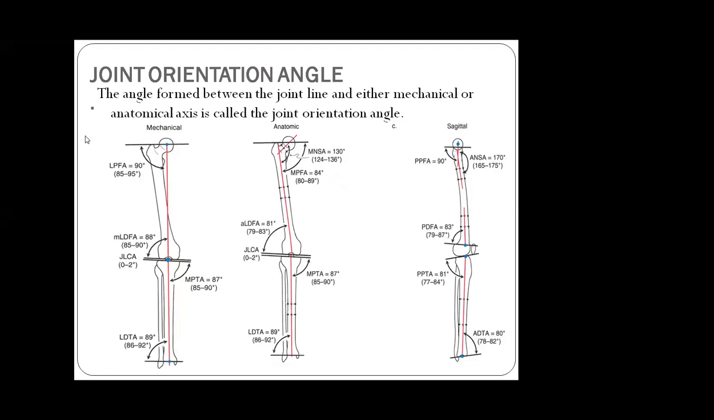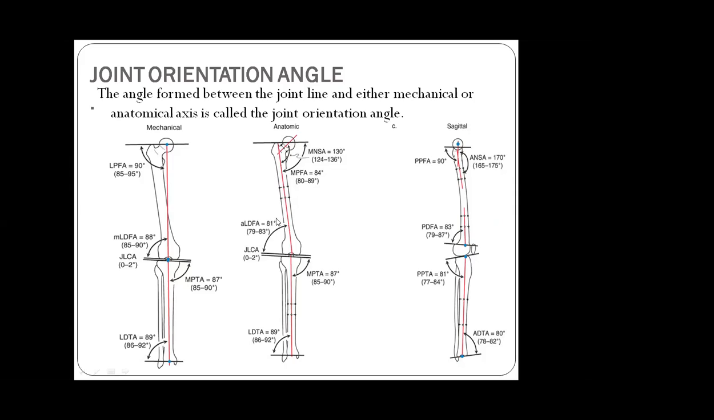Any angle can be formed by connecting two lines. So what is the joint orientation angle? The angle formed between the joint line and either the mechanical or the anatomical axis is called the joint orientation angle. What this means is that any joint orientation line can form an angle either with the mechanical axis or with the anatomical axis. Mostly the mechanical axes are taken in the frontal plane, and the anatomical axis can be taken in both the frontal plane and the sagittal plane.